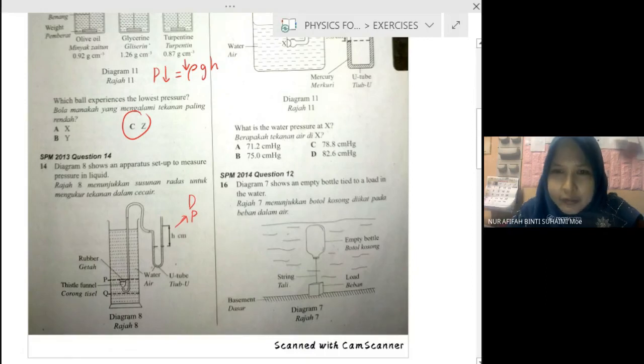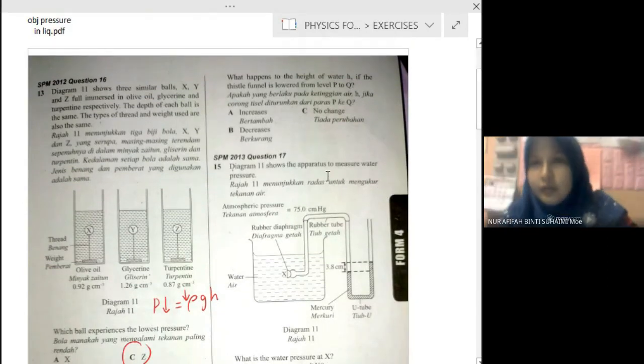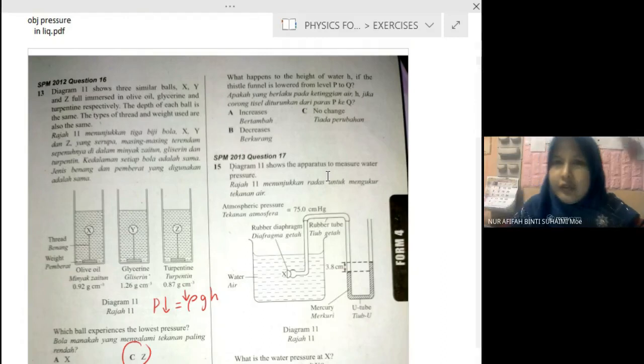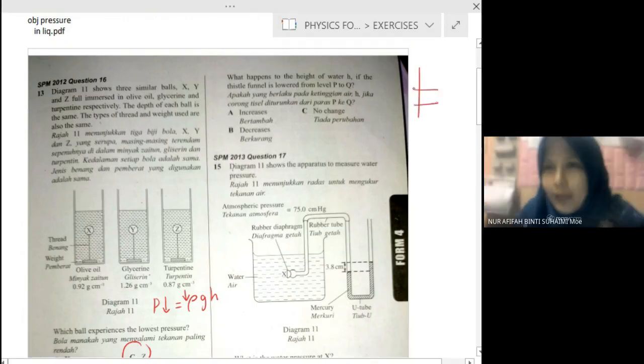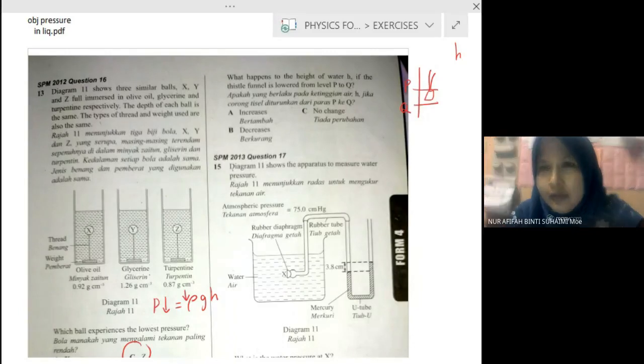So the question asks, what happened to the height of water H if the tissue funnel is lowered from P to Q? From P to Q, the tissue funnel is lowered. What happened to H? The H above just now. What happened to H? Any answers? Is it increase, decrease, or no change?